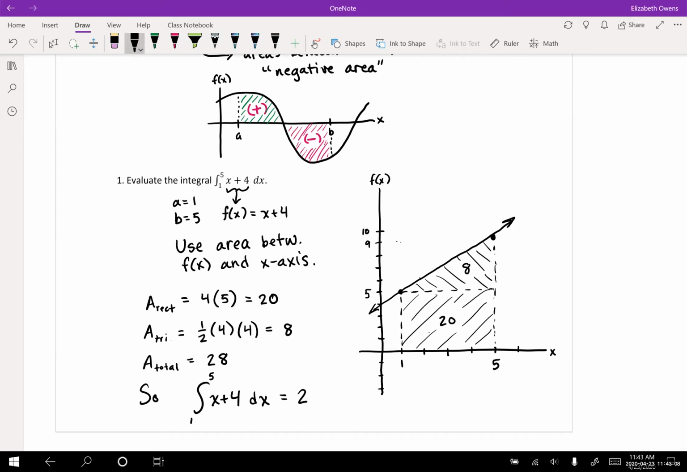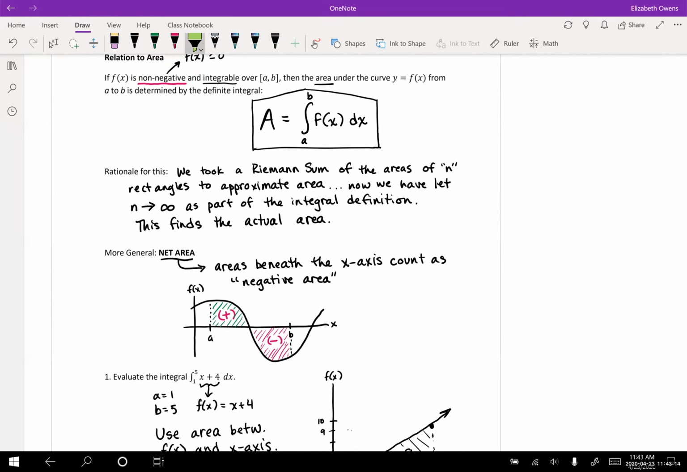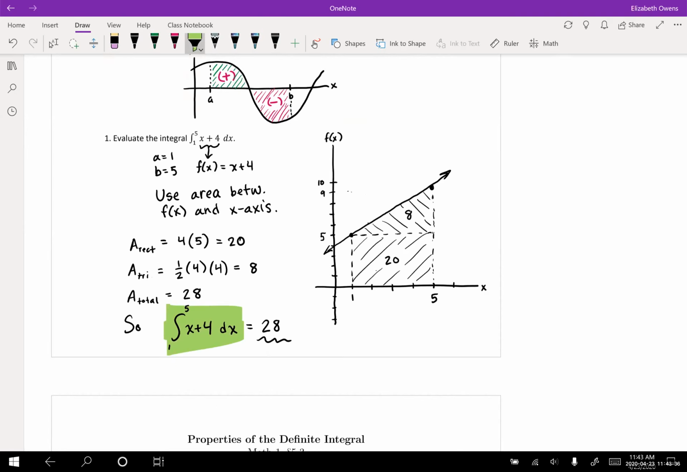So yeah, that is just using this idea right up here. The area can be found by taking the definite integral, or the definite integral can be found by finding the area. So that's what we just did. We calculated the integral by finding the area between the curve and the x-axis.